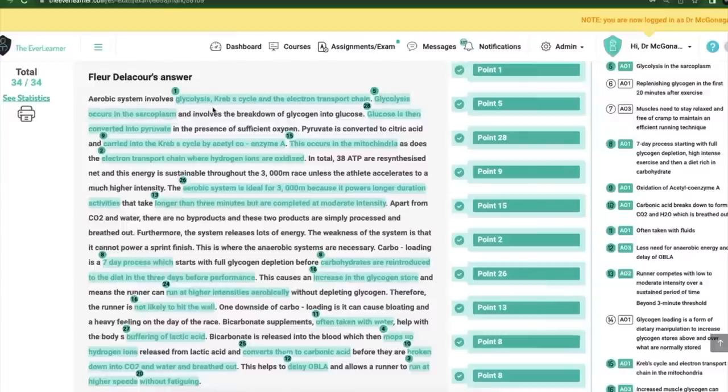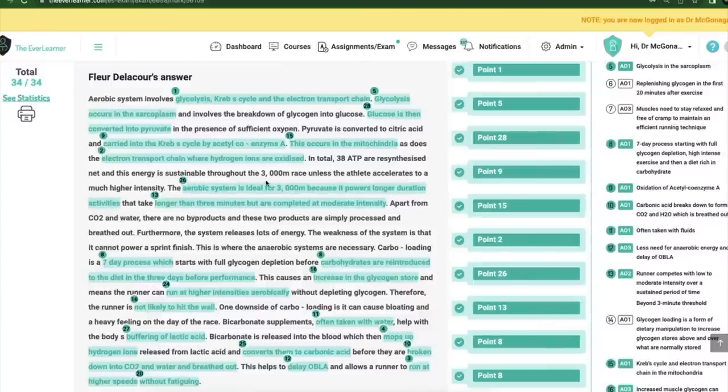We've got aerobic system involves glycolysis, Krebs cycle, and electron transport chain. So we're getting our AO1 in. Glycolysis in the cytoplasm. Glucose is converted into pyruvate. So we're almost going through it step-by-step, into pyruvate in the presence of sufficient, notice the term, oxygen. Pyruvate is converted into citric acid, carried to the Krebs cycle by acetyl coenzyme A, and this occurs in the mitochondria, as does the electron transport chain, where hydrogen ions are oxidized. In total, 38 ATP are resynthesized net, and this energy is sustainable throughout the 3,000-meter race unless the athlete accelerates to a much higher intensity.